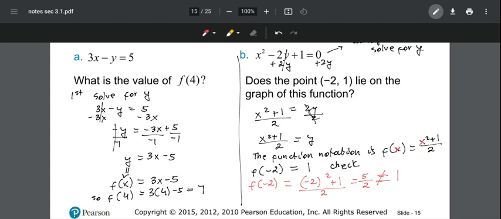Okay. So since f of negative 2 is not equal to 1, when we evaluate, if that point belonged to the function, we should get 1. However, it's not true. That means the point negative 2 comma 1 does not belong to the function. The point does not lie on the graph.